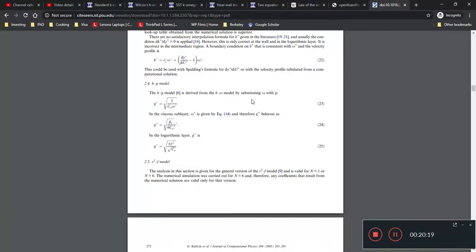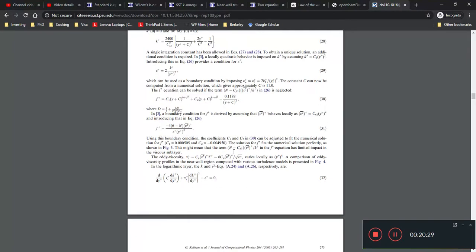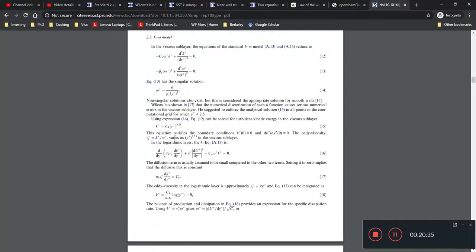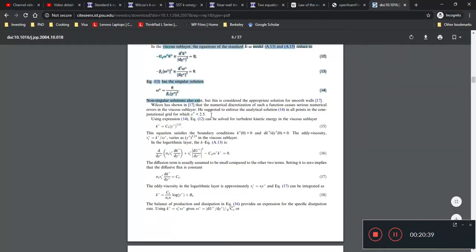Anyway, the printer is activating for some reason, but never mind. Just bear with me for a while. I'm going to end the video soon, and next video I want to talk more about these wall functions, how we derive all these wall functions for k and omega. So I'll see you in a bit when this printer deactivates. Anyways, 20 minutes anyway.